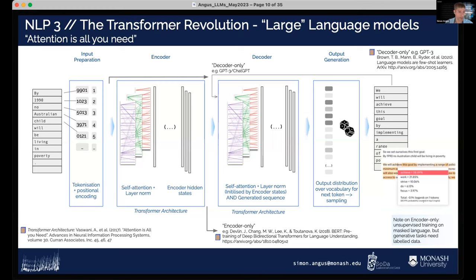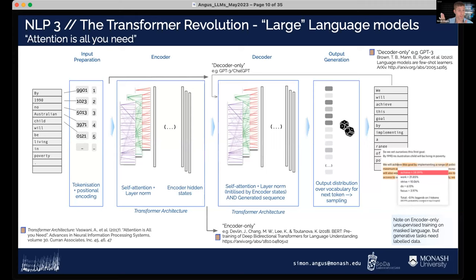Bob Hawke's "By 1990, no Australian child will be living in poverty." And I said, what will the model say next? The model didn't get what Bob Hawke said, but it said, "we will achieve this goal by." And you can see that if you ask for the log probabilities to come out from, for example, the OpenAI playground, it's a switch down the bottom on the right-hand side, you can see that the word "achieve" was a 38 or 39% likelihood of it being the next word.